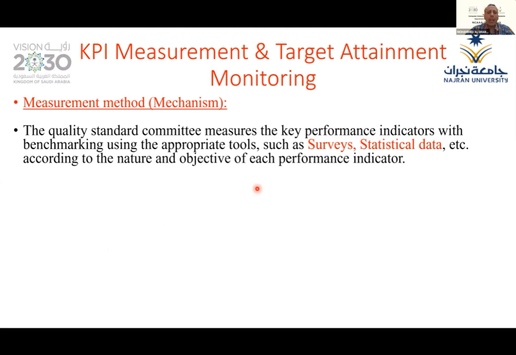Normally, all the standards committees, the KPI committees, collect data from surveys and from statistical data. For example, how many students per faculty? Other things, how many publications per faculty, how many citations. This is based on statistical data. Some KPIs are based on surveys. Some KPIs are based on reports, like KPI 1, where Jazakallah khair, Brother Akram is doing a great job and is collecting that data.